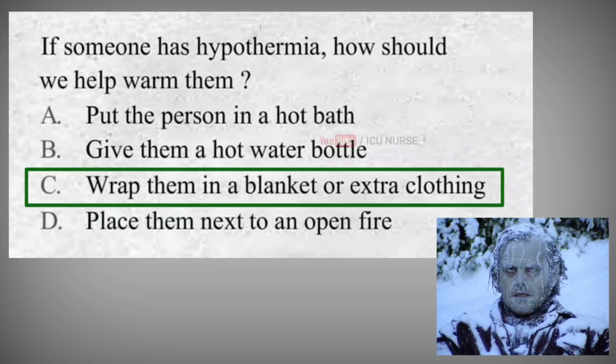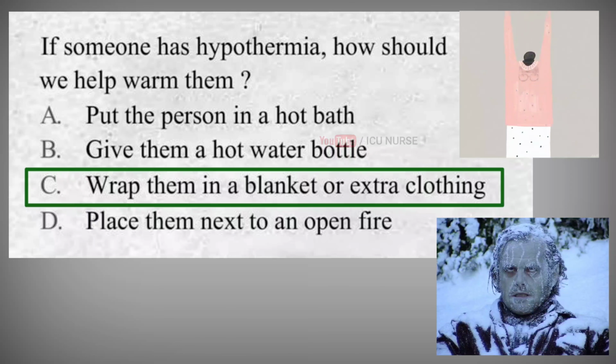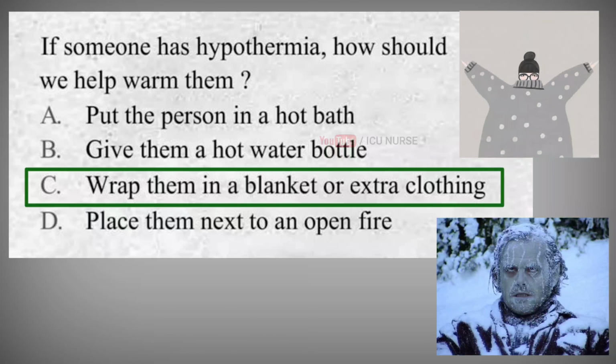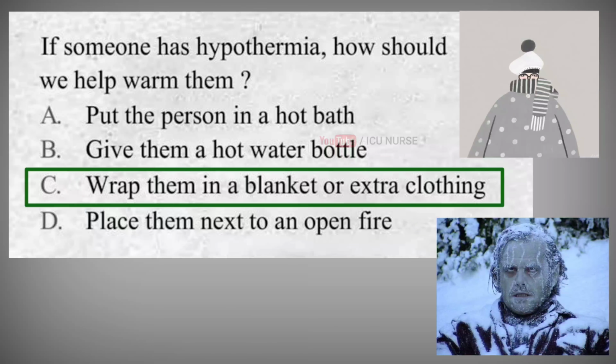Wrap them in a blanket or extra clothing. If a person has hypothermia, you should warm the person by wrapping them in a blanket or extra clothing.